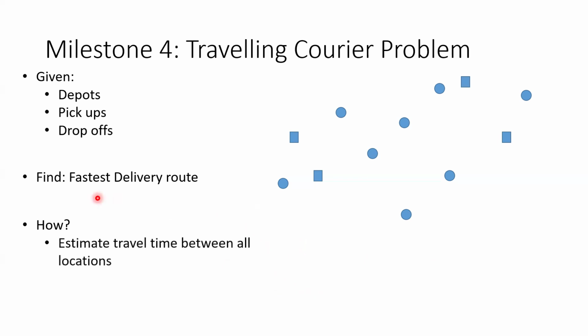How do we do it? The first step is to estimate the travel time between all of the locations. And the second step, find a good delivery ordering that is good because it requires less travel time, and return the final tour.